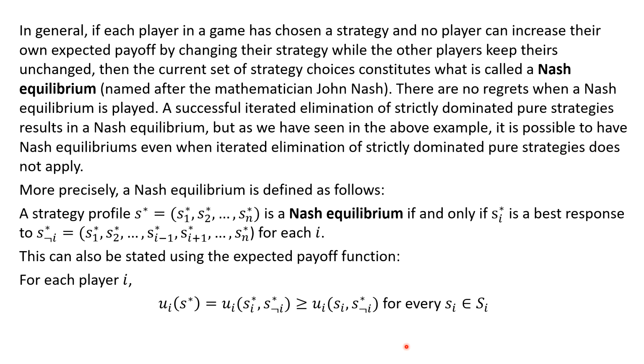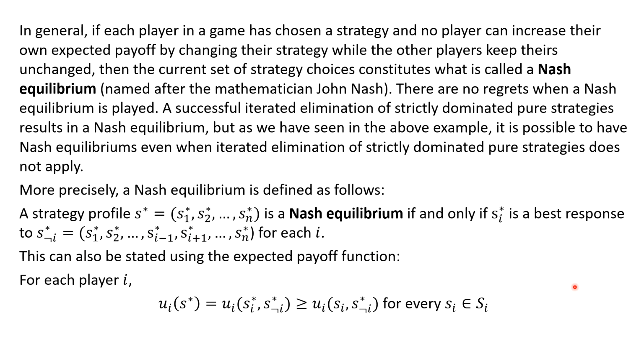Then here is the more mathematical or notation-based definition. So a strategy profile, so I'm just writing this in terms of notation, is a Nash equilibrium. So there's n players, I should say here. If and only if S sub I star is the best response given the other players' choices. That's why the S sub I star is not in the list here.